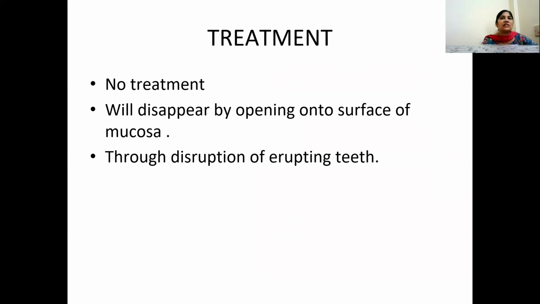For Bohn's nodules and Epstein's pearls, no treatment is required. They will disappear by opening onto the surface of the mucosa through disruption by the erupting teeth.